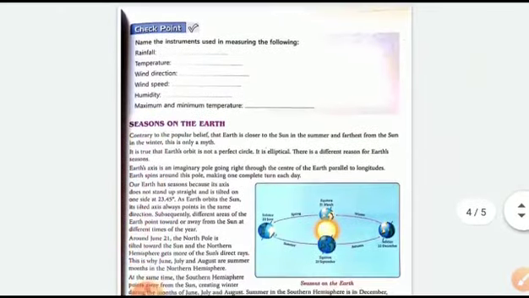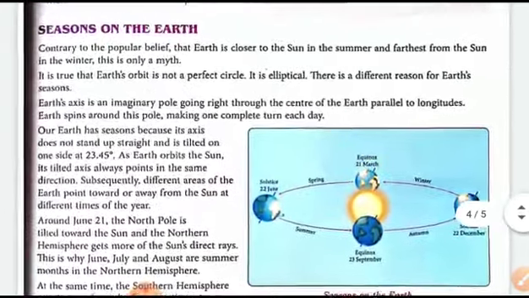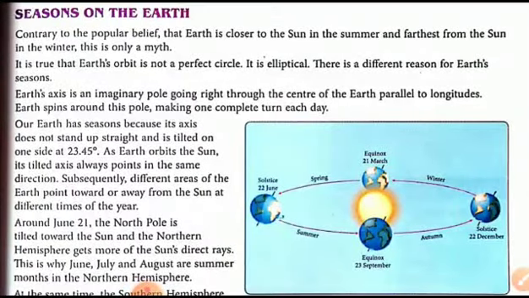Let us proceed to the next page, page 105 in your book. Seasons on the Earth. Contrary to the popular belief that the Earth is closer to the Sun in the summer and farthest from the Sun in the winter, this is only a myth. It is true that Earth's orbit is not a perfect circle. It is elliptical, slightly oval. So there is a different reason for Earth's seasons. What is that reason?